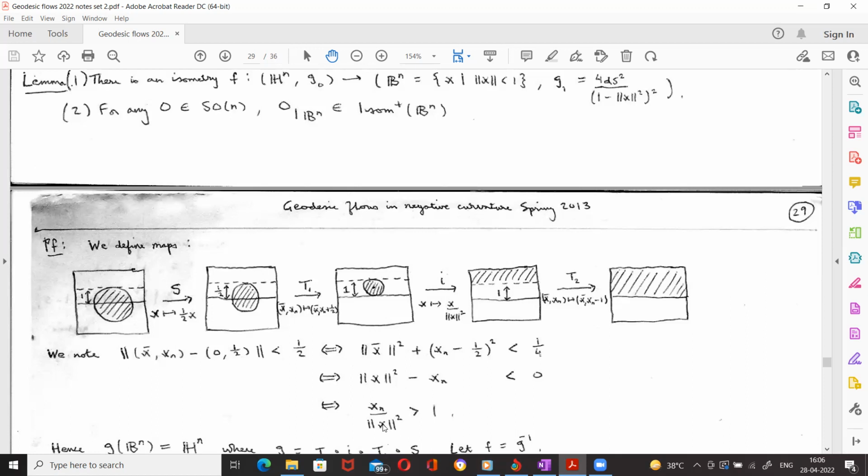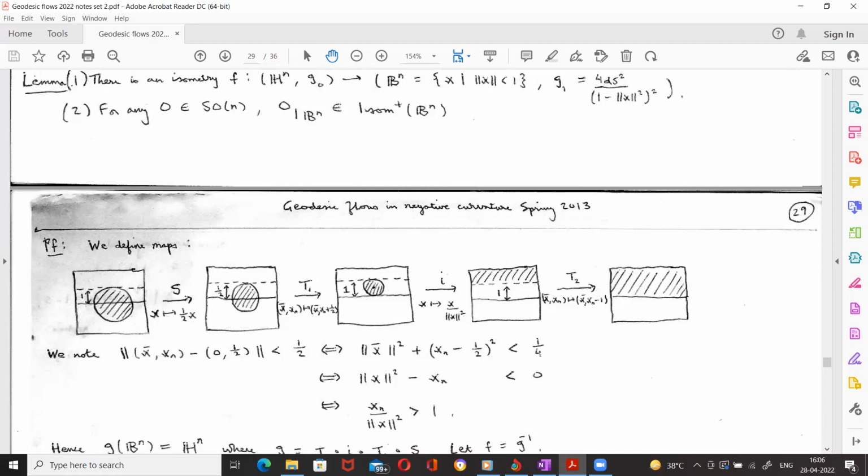But xn over norm x squared is the nth coordinate of I of x, right? I of x was x over norm x squared. So the nth coordinate is xn over norm x squared. So this is bigger than 1 if and only if you lie in this ball, right? So that means that this ball maps to this upper half space where the height is bigger than 1. Is this clear? Yes? Okay, so we've constructed a sequence of mappings from here to here.